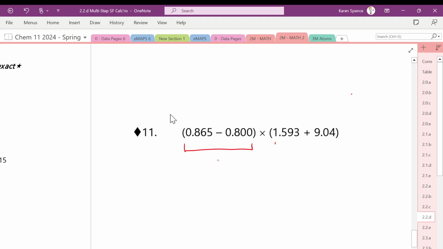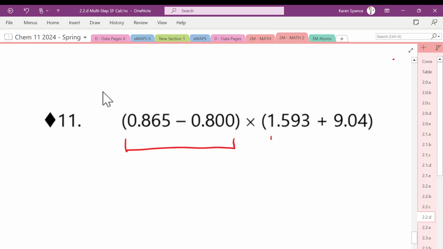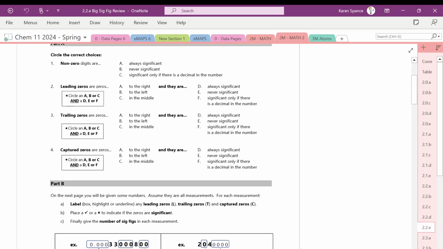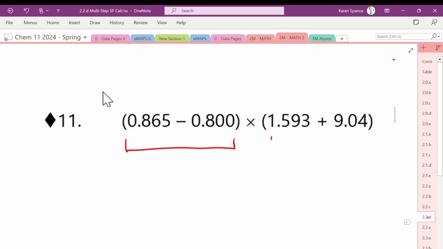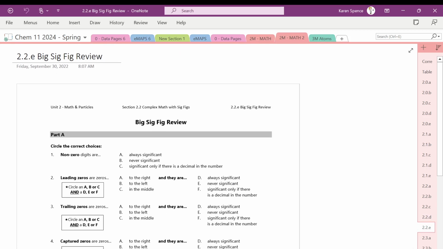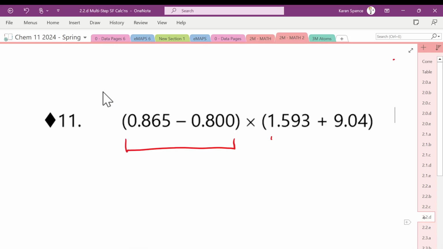All right, so we need to take 0.865 and subtract 0.800. Now, if you're listening to this and you are bored because you already finished it, there's a big sig fig review on 2.2e, which is on page 42. So if you're like, I do not need to listen to number 11 because I already know how to do it, you can go to page 42 and start doing the big sig fig review.